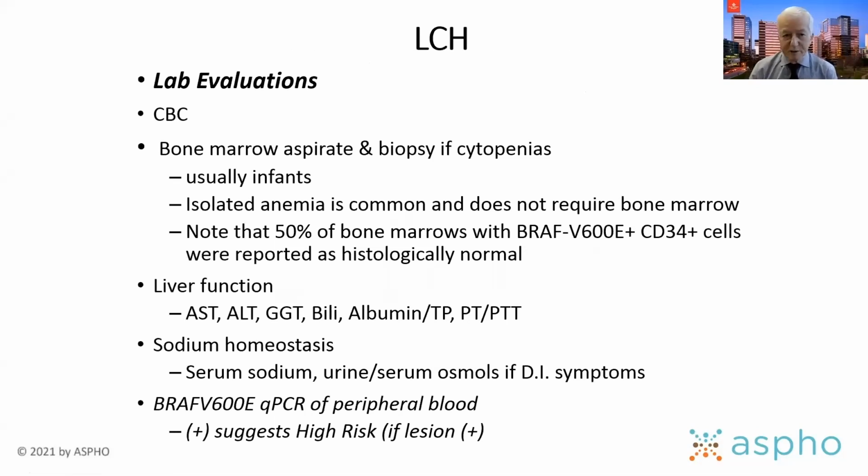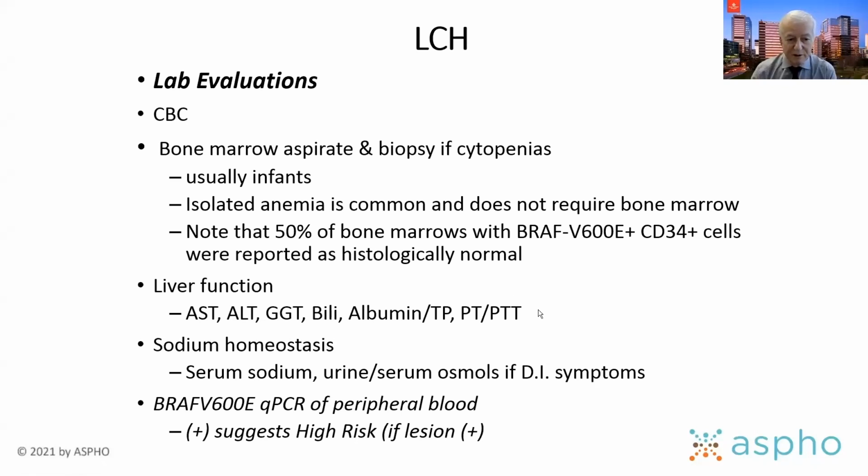So what are you going to do to work up these patients? The basic evaluations include a CBC. For young infants, less than 2 years of age, we do bone marrow aspirates and biopsies, or if there are cytopenias. Oftentimes these patients have isolated anemia, and if they're older than 2, we did not necessarily do a marrow. With the advent of realizing the BRAF V600 mutation is present in many of these patients, we find this in 50% of marrows which are histologically normal.